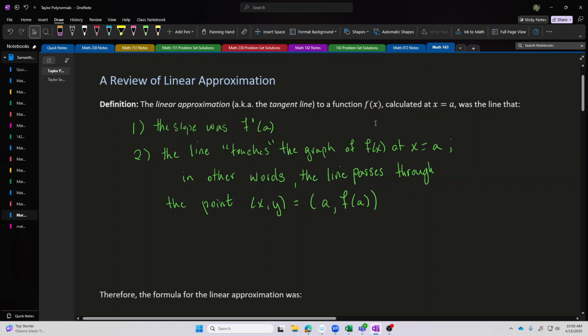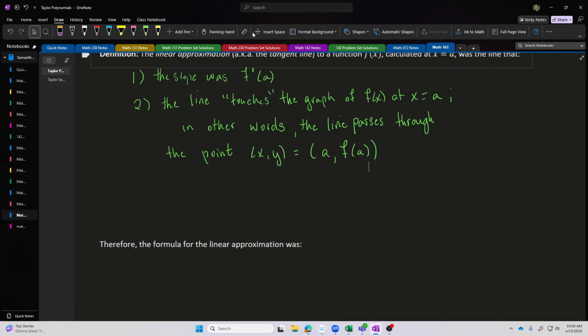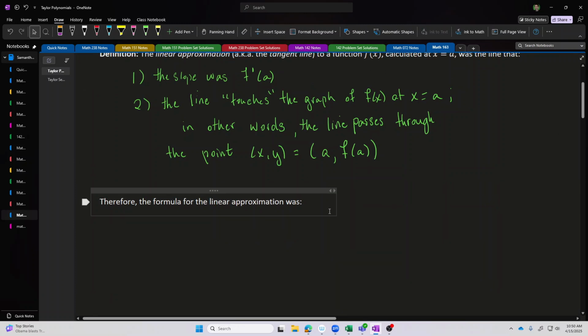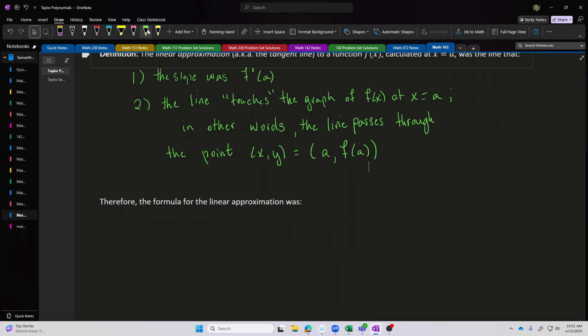So the linear approximation to a function, also known as its tangent line, was the line with the following two properties. The slope of the line is equal to the value of the derivative, and the line passes through the point x, y, the x value being the a that you're using in the calculation, and the y value being the output of the original function at that same point. Now, if you know the slope of a line, and if you know a point that the line passes through, you can use the point slope formula for a line to find the line's equation.